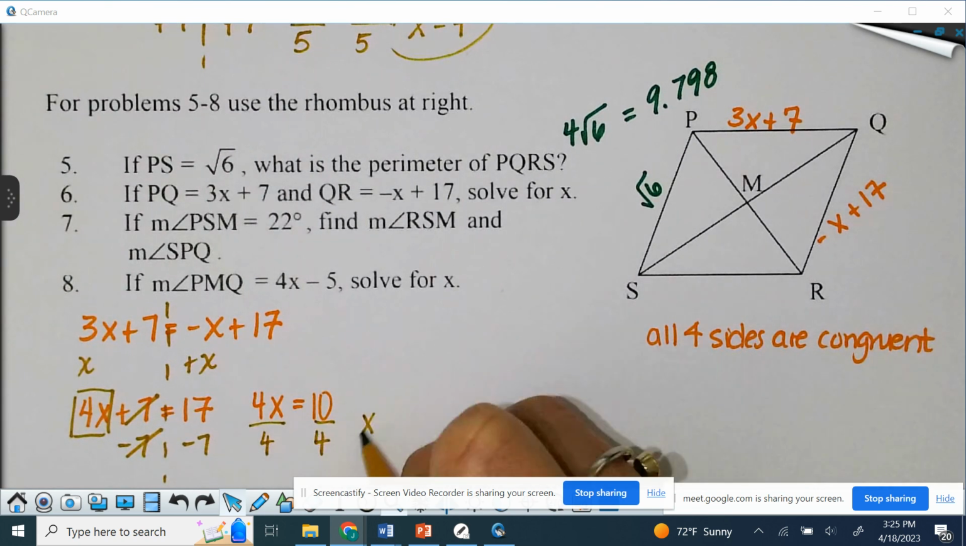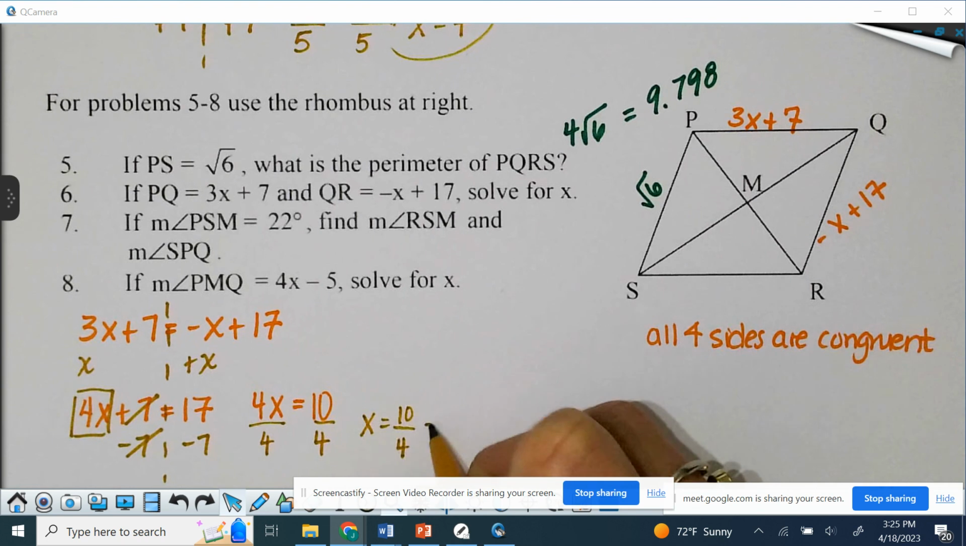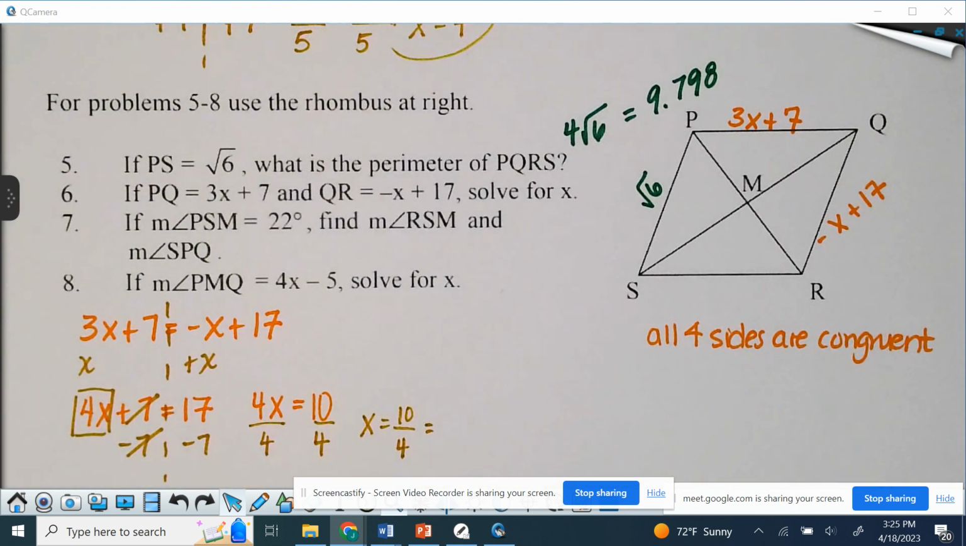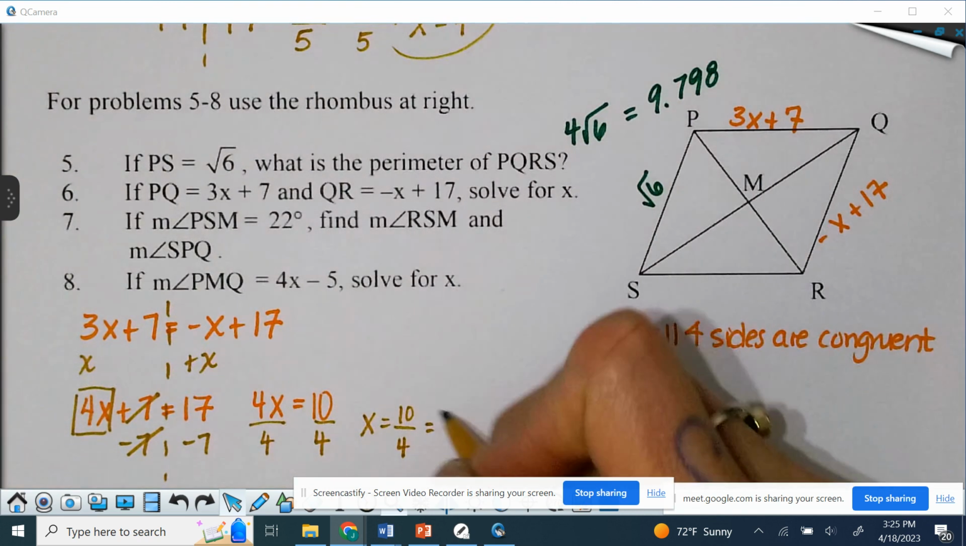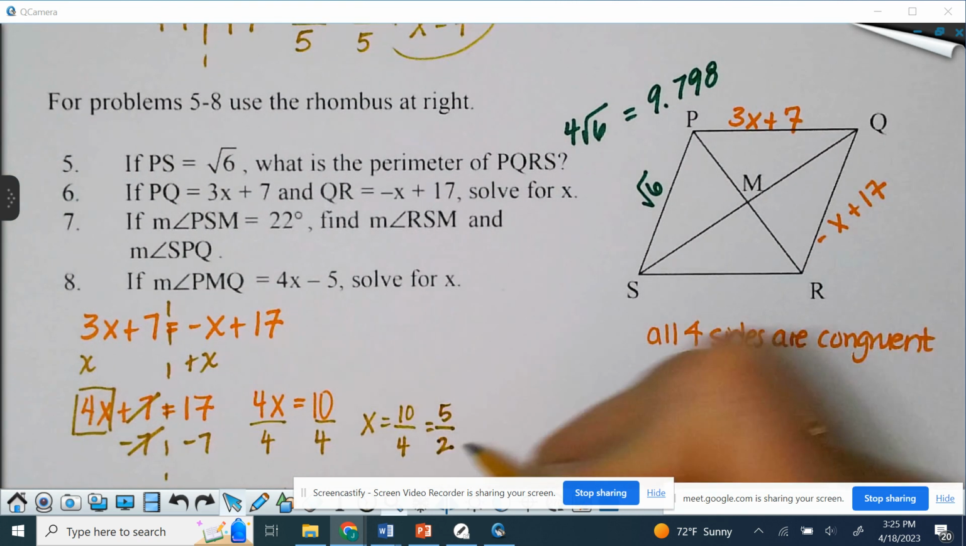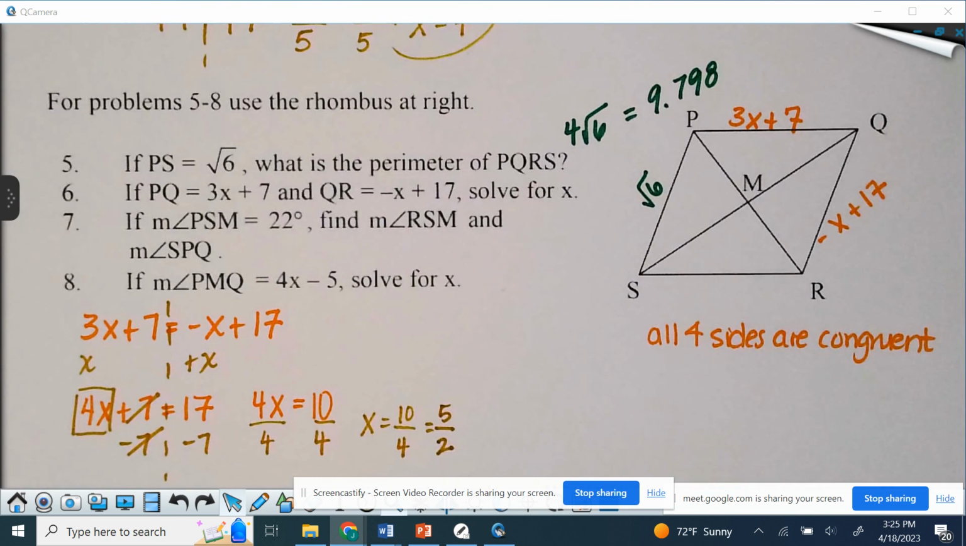10 over 4 is never going to be how you see this answer, because we are in Math 3, and they're either going to use a decimal, or if they leave it in fraction form, it is definitely going to be in its most reduced form. So that's going to be 5 over 2 at best, or 2.5 if you don't like fractions. But you always want to reduce your fractions.